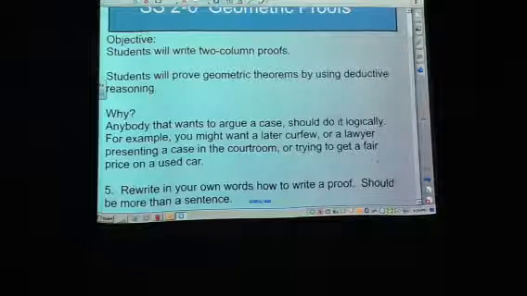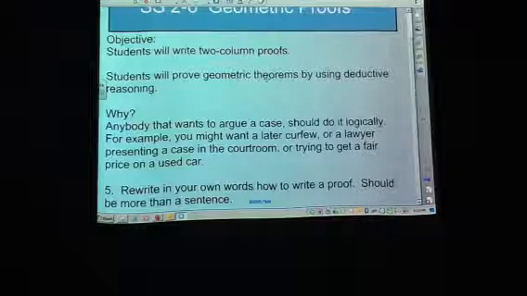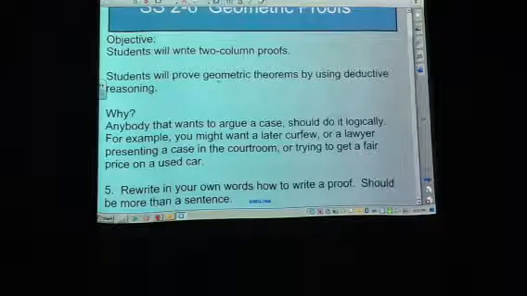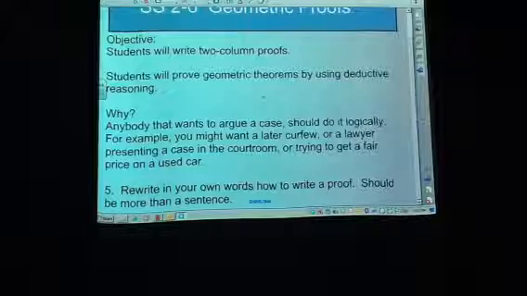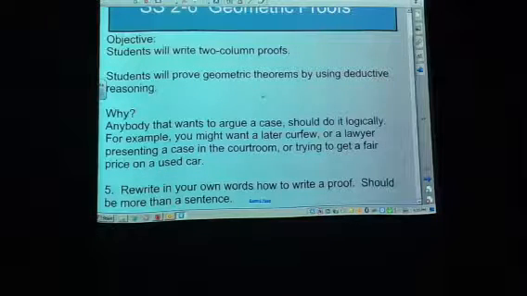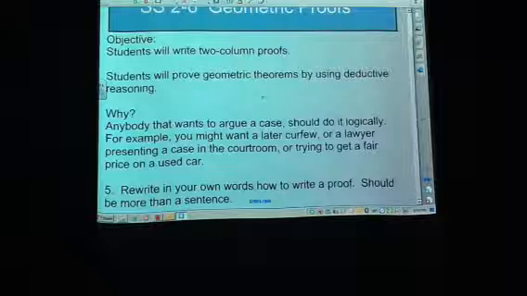So, objectives today. You don't have to write this down, but we'll be discussing what is a 2-column proof. So are you guys excited about that today? Yay! All right. And then we'll prove geometric theorems using deductive reasoning. So when we're doing proofs, we're pretty much just using deductive reasoning. You guys remember what deductive reasoning is, right? Yes, sir. Deductive reasoning, as a recap, would be something based off of facts and definitions, not patterns, because that would be inductive reasoning, correct? Yes, sir.